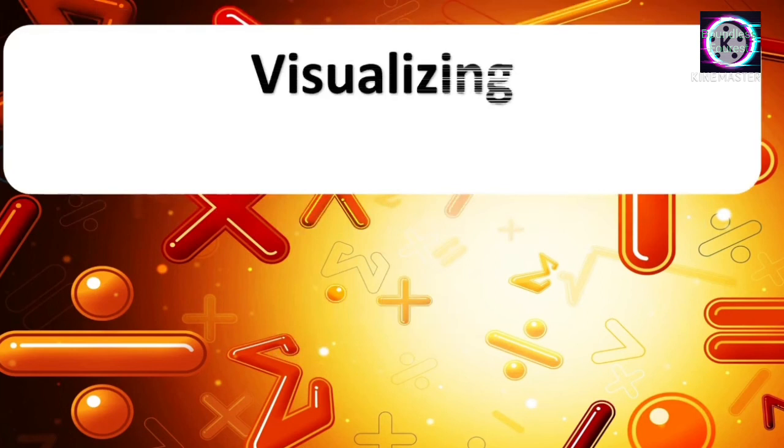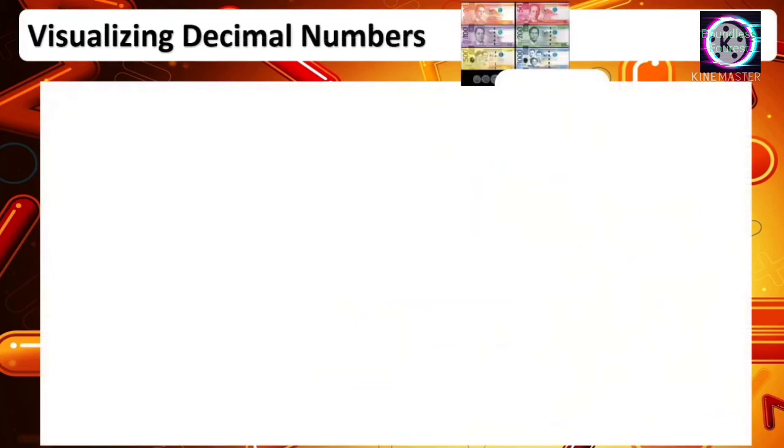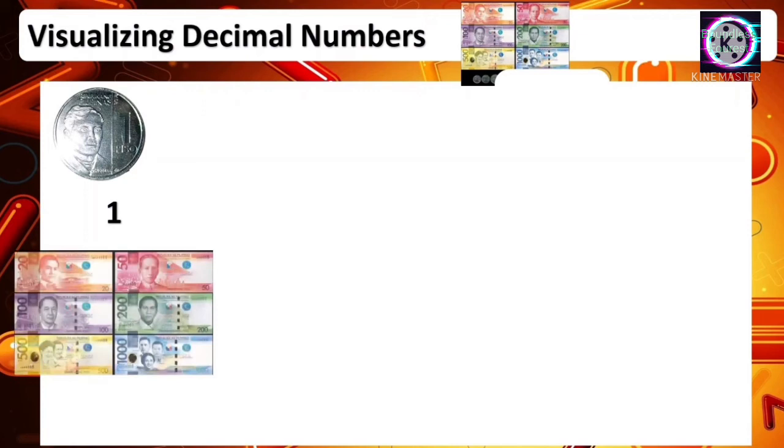Last one is visualizing numbers using money. Always remember, in visualizing decimal numbers using money, 1 peso is equal to 1. This is an example of a whole number, just like 20, 50, 100, 200, 500, and 1,000. Now, where are we going to use the decimal numbers? We are going to use it for 25 centavo coins.